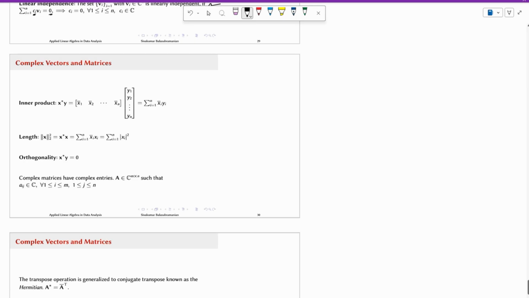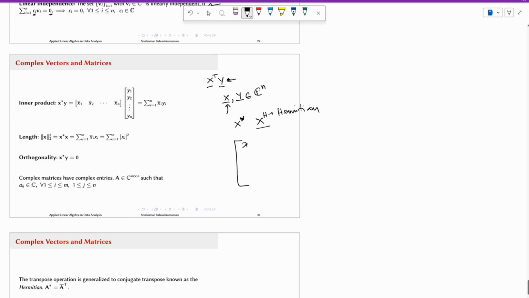The inner product is slightly different. In the case of vectors from Rn, this was the definition of the standard inner product. But if x and y are from Cn, the inner product is slightly different. You don't just take the transpose of x, you take x star, which is often also written as x^H. H stands for Hermitian. It's the equivalent of the transpose operation in Rn.